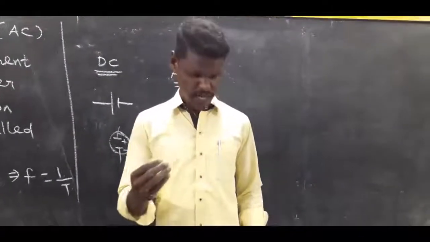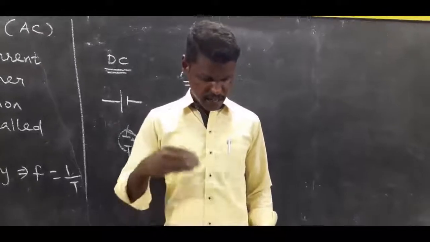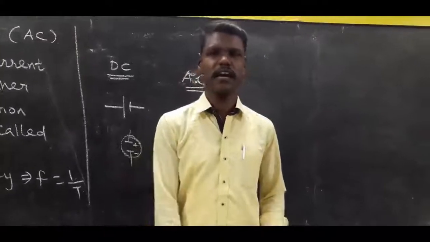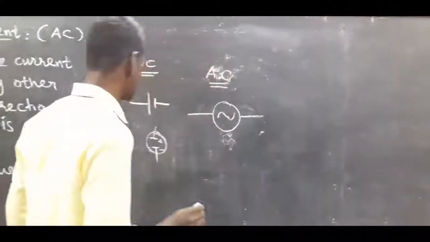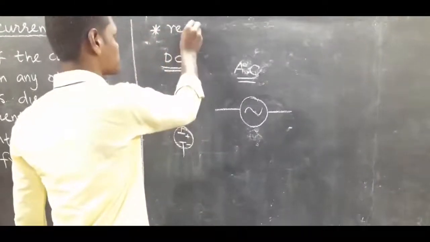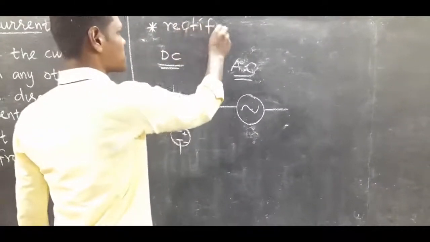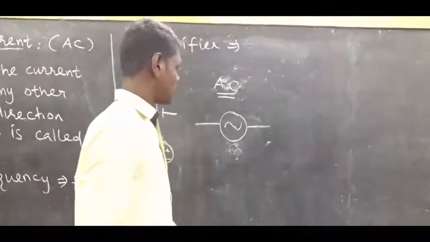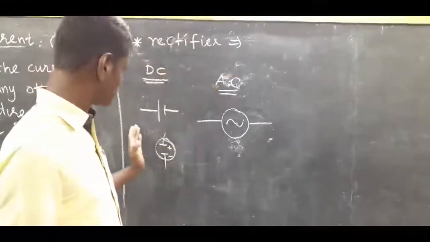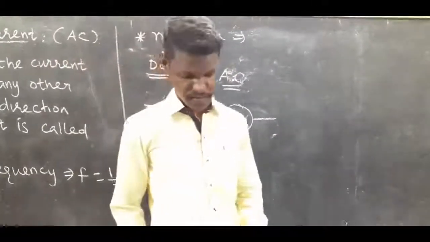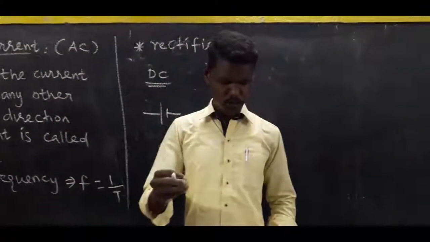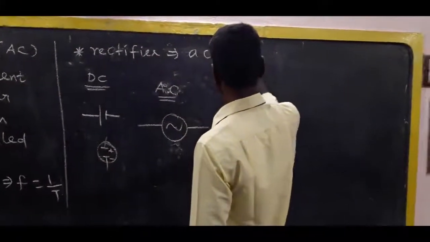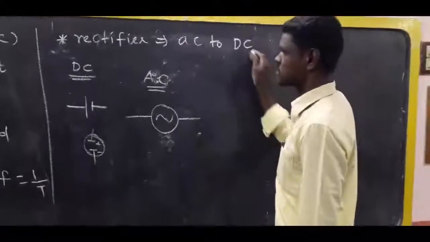When we want to use electric devices in DC, we have to use a device to convert AC to DC. The device used to convert AC to DC is known as a rectifier.